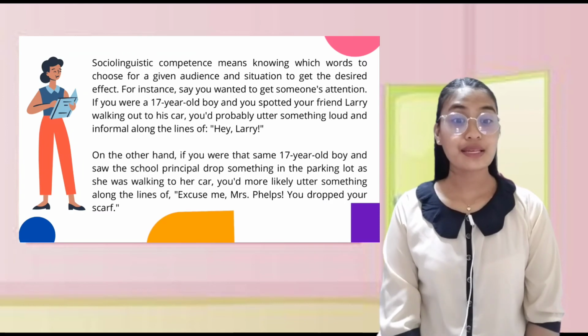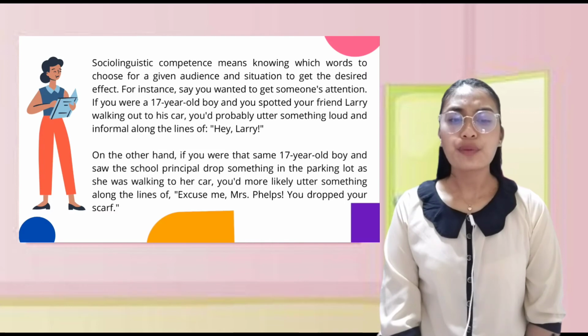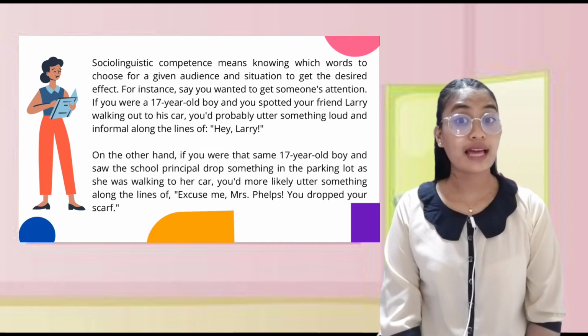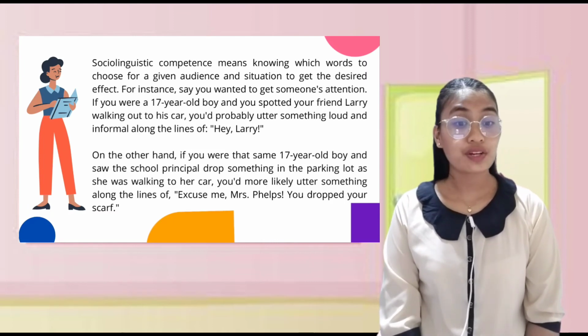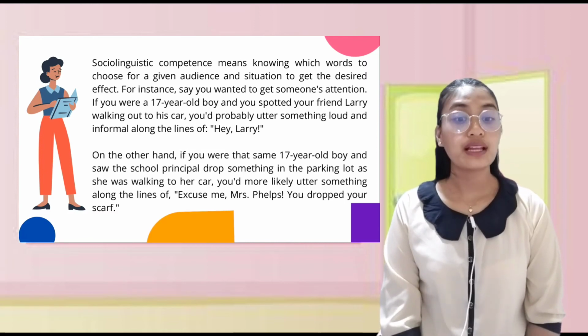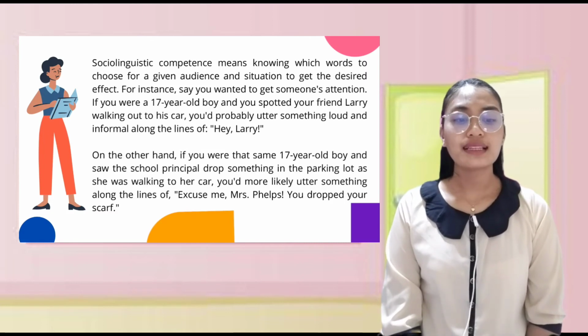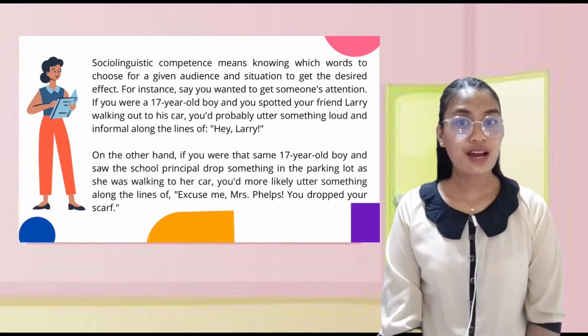Social linguistic competence means knowing which words to choose for a given audience and situation to get the desired effect. For instance, say you wanted to get someone's attention. If you were a 17-year-old boy and you spotted your friend Larry walking out to his car, you'd probably utter something loud and informal along the lines of, "Hey, Larry." On the other hand, if you were that same 17-year-old boy and saw the school principal drop something in the parking lot as she was walking to her car, you'd more likely utter something along the lines of, "Excuse me, Miss Phelps, you dropped your scarf."